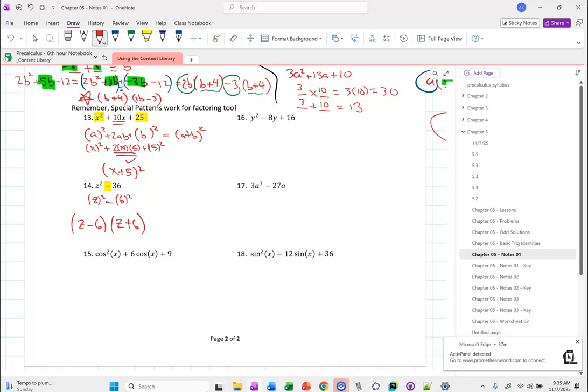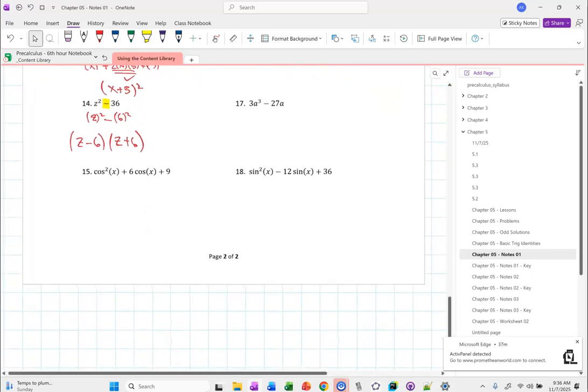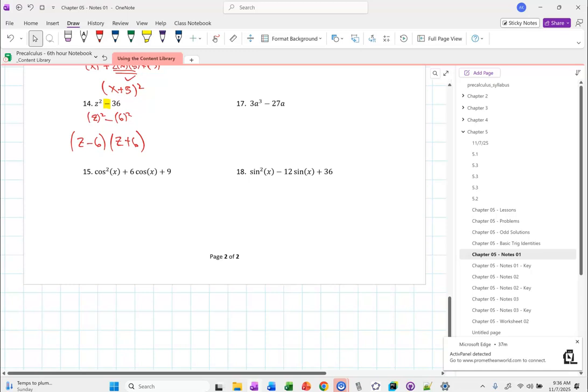All right, let's look at the last, number 15 here. We see these cosines again. Does that make any difference to us though? No. So, I see 3 terms. Let's check to see if the first and last are perfect squares. Cosine squared x, is that a perfect square? Yes, right? It's just cosine x squared. So the a would be cosine x. Everybody agree? Is 9 a perfect square? Yes. 9 is 3 squared, so the b would be 3.